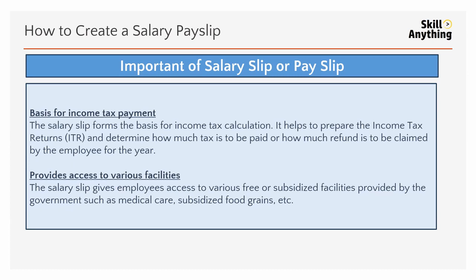It also provides access to various facilities. A salary slip helps the employee access various free or subsidy facilities provided by the government, like medical care, subsidy, food grain, etc.